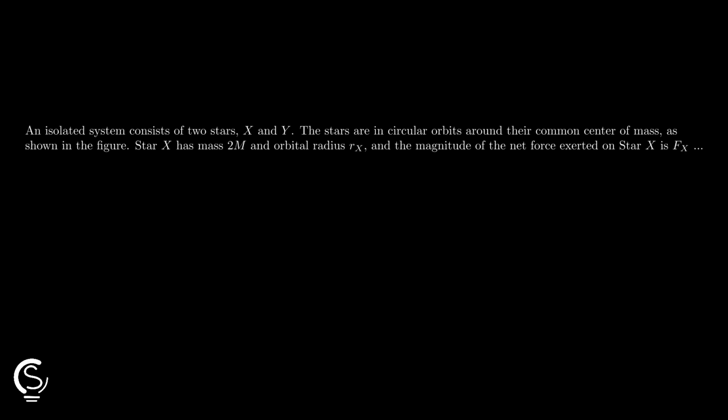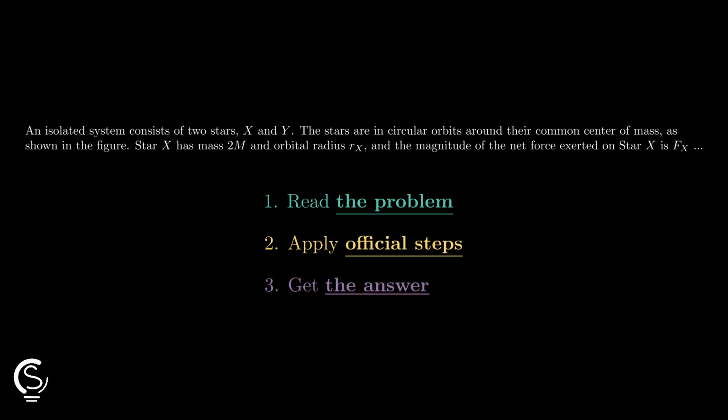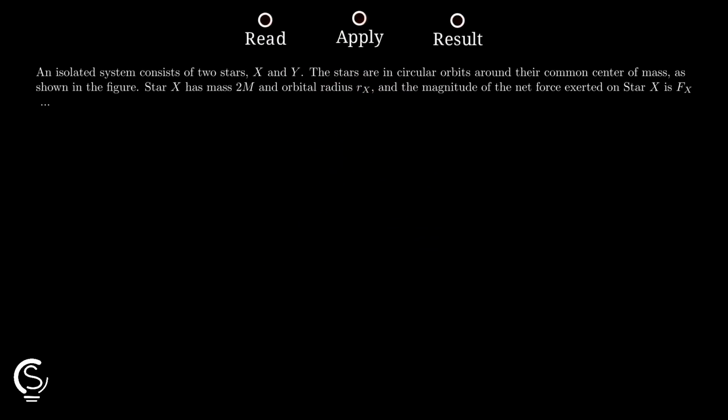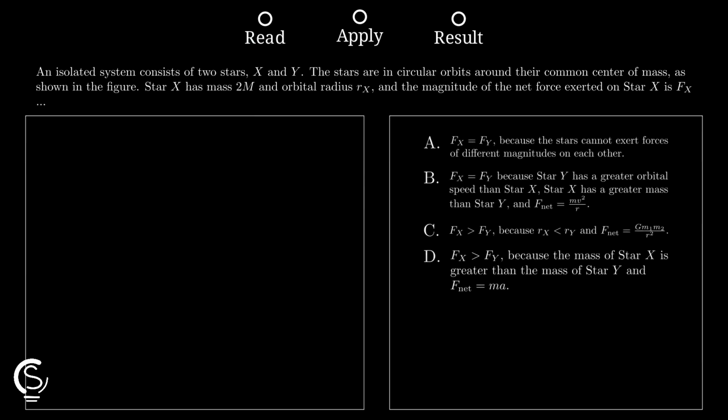Let's go! Two stars orbiting each other looks tricky, but this one is quick. The whole question collapses once you focus on the interaction between the stars. First, notice this is an isolated system with only stars X and Y interacting, so the force on each star comes from the other star, not from anything else sneaking in.